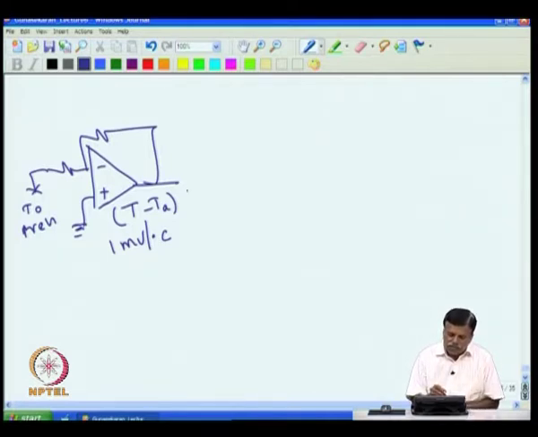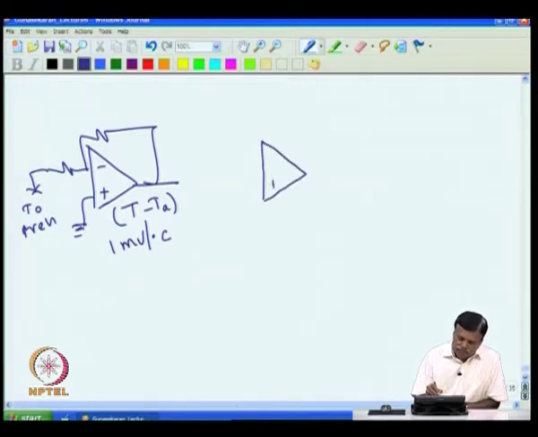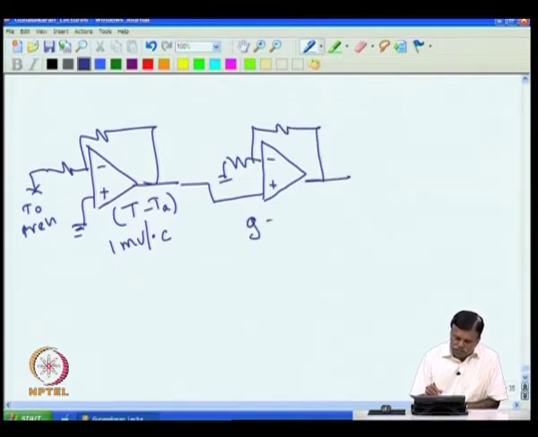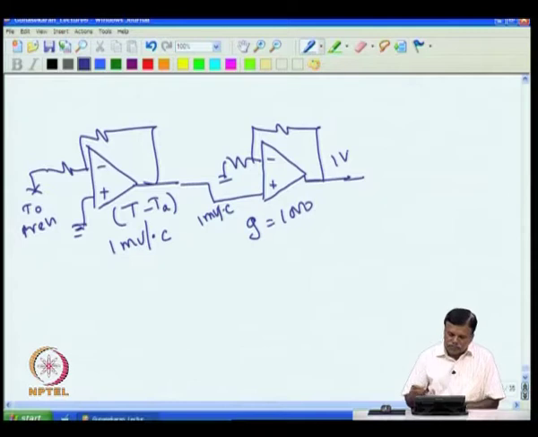Now I have to proceed to the next stage. I got an error voltage, and now I have to produce a heater voltage proportional to this error. So how will you do that? I amplify this error voltage. So I can connect this and put a gain. Suppose I give a gain equal to 1000, then every 1 degree difference which gives me 1 millivolt here will give me 1 volt at this point.